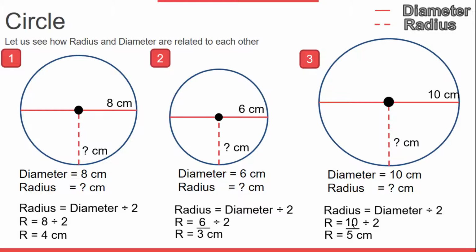Now this is how we go about solving the radius and the diameter, and this establishes that the diameter is twice the radius, or rather the radius is half the diameter. So if I say that the diameter is 12 centimeters, that means if I divide that 12 into 2 halves, my radius will become 6 centimeters.